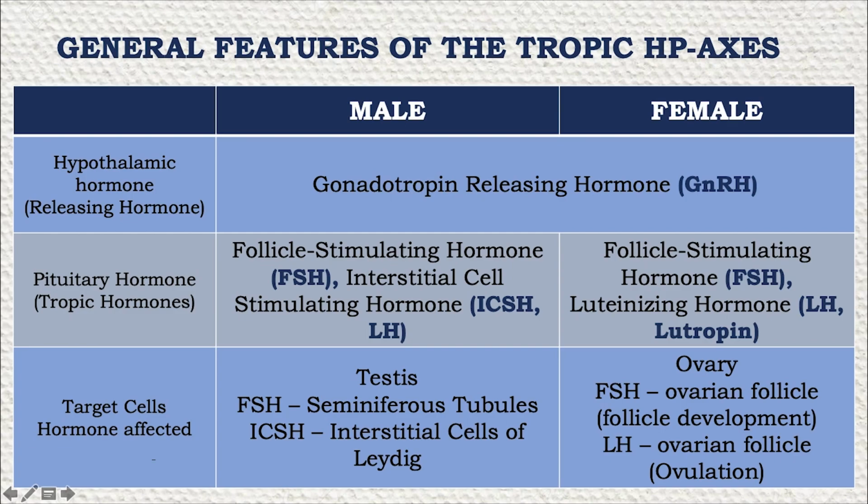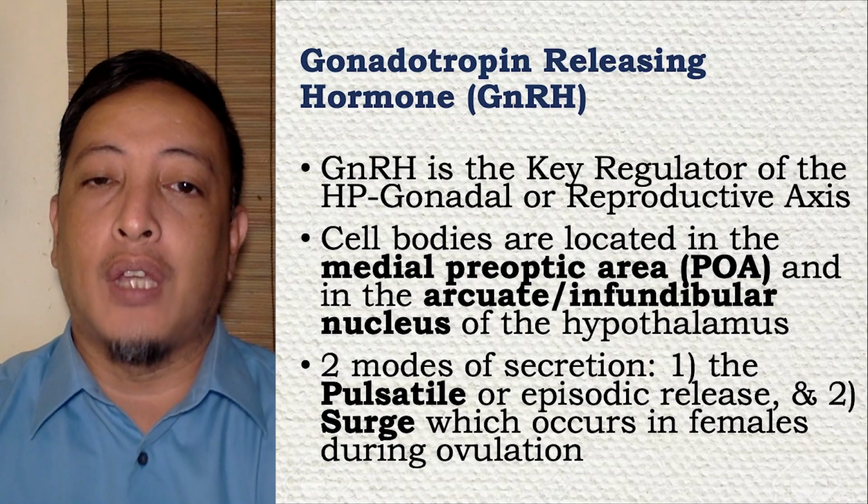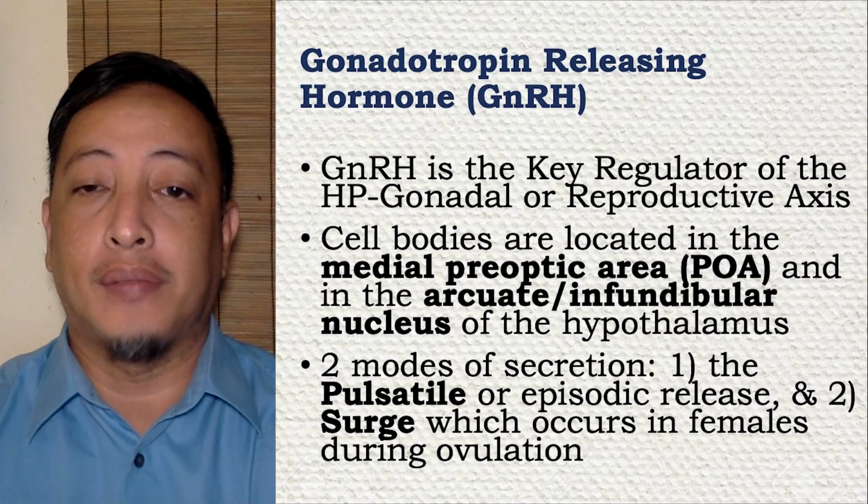In the meantime, for the female, FSH affects the ovarian follicle and it stimulates ovarian development, and LH influences the ovarian follicle, which in turn causes ovulation. Okay. So GnRH is the key regulator of the HB gonadal or reproductive axis.